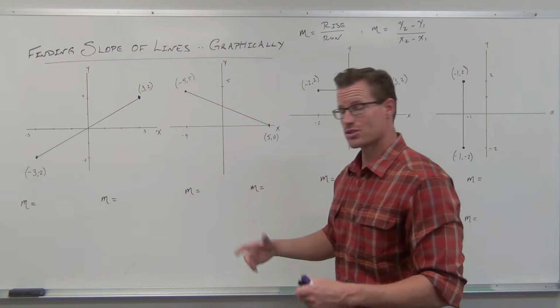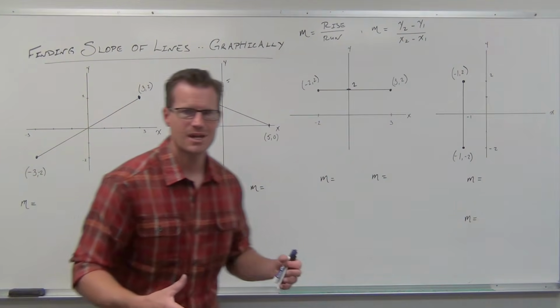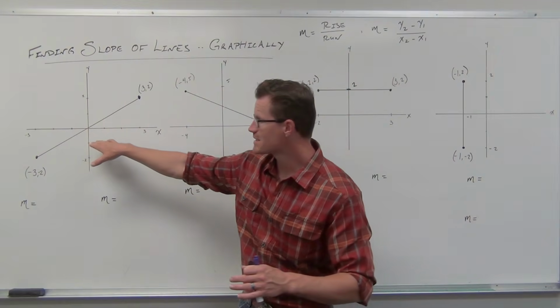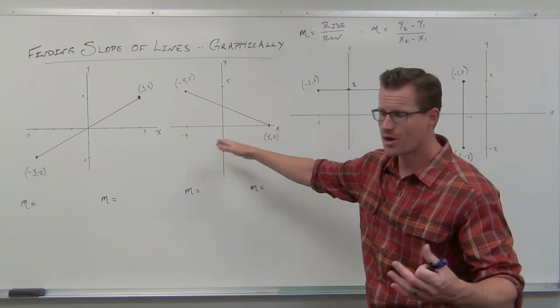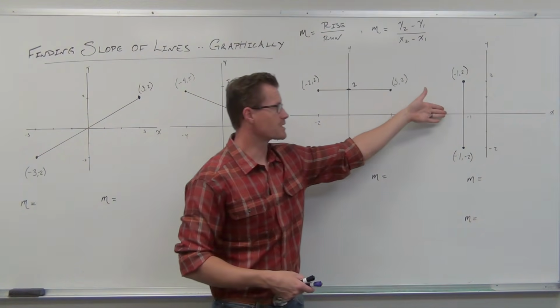Let's check out all the examples, because what I want you to do as you're working through this is look at what the slopes should be. So what do you think? Should we get a positive or a negative slope? You should know. Should we get a positive or negative slope? You should know. Should we get a positive or negative slope? Oh, crap. Should we get a positive or negative slope?